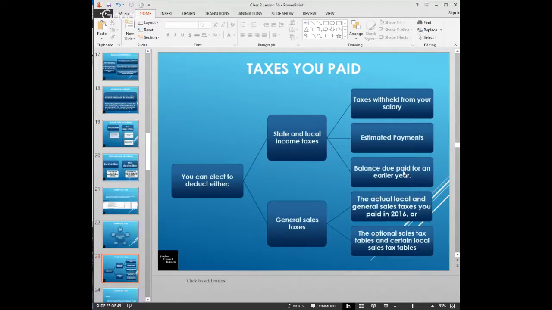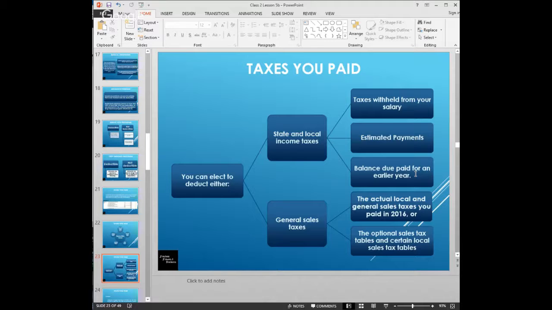You can elect to deduct either the state and local income tax or your general sales tax. That's what I was showing you, the two lines. Your state and local income taxes are any taxes that are withheld from your salary during the year, any estimated payments that you made, and if you had a balance due that you paid for the previous year.